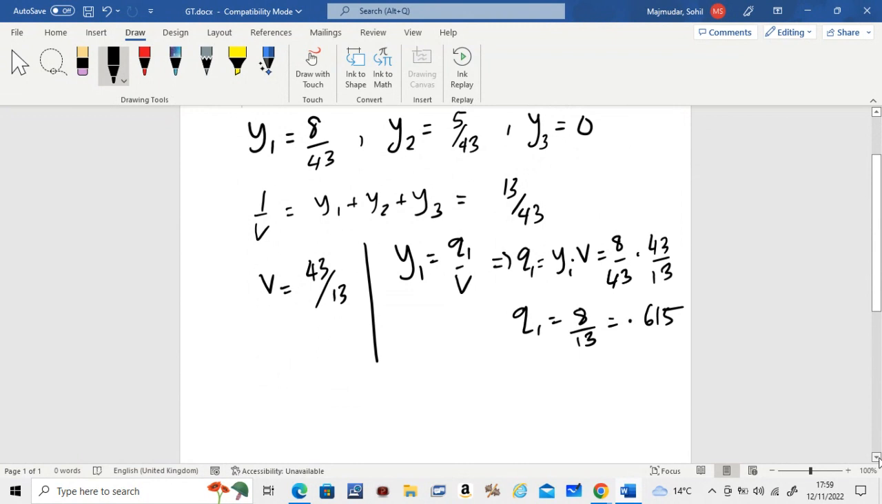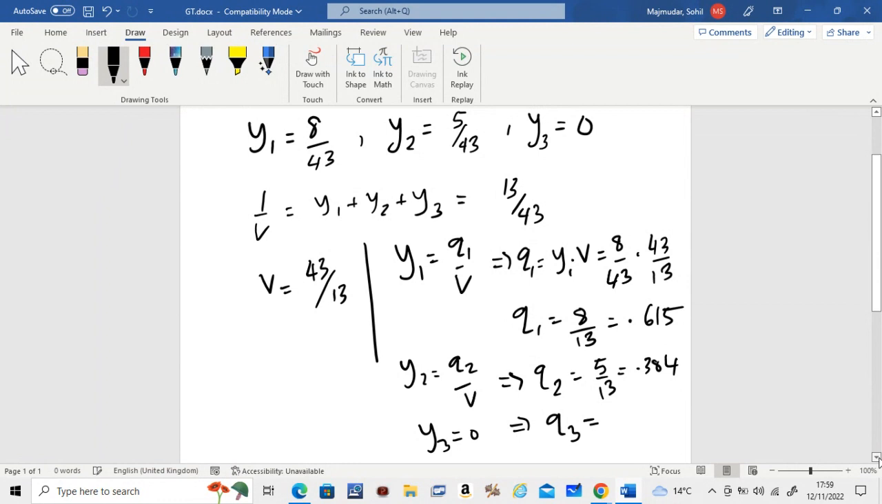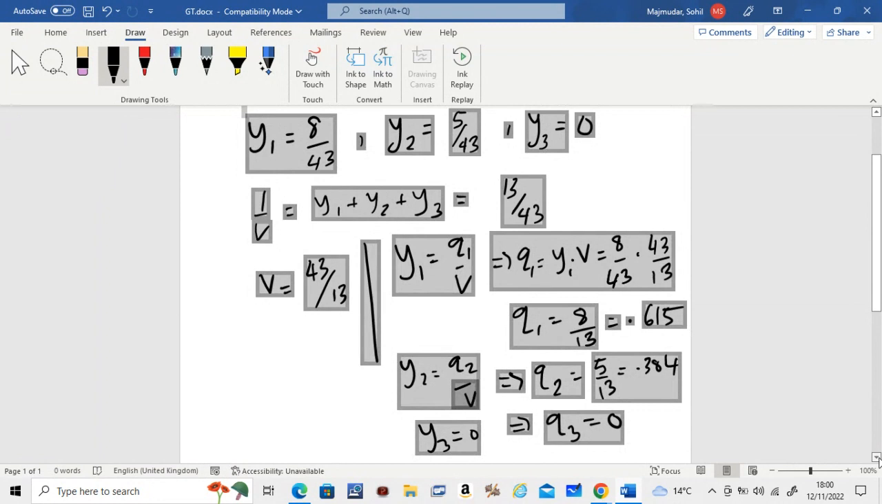Okay, similarly, our aim is to find Q2. So Y2 was Q2 over V. If you do the same thing, you will see that Q2 turns out to be 5 over 13, which is 0.384. And of course, Y3 was 0. That'll imply Q3 was 0. Okay, so we got the three probabilities, Q1, Q2, and Q3. And we have the value of the game. So let's see what you should write as your final answer.